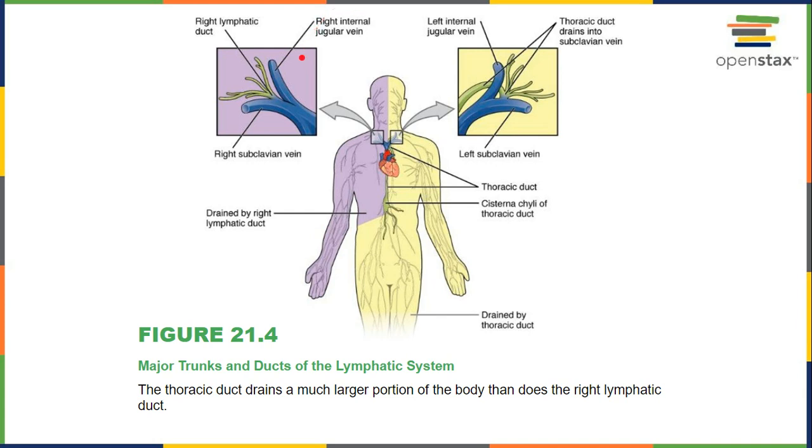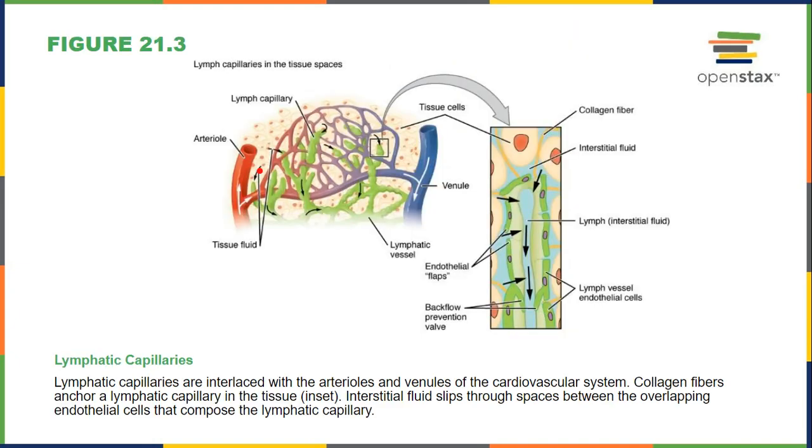On the right side, we have this right lymphatic duct that goes into the right subclavian vein. And by the way, subclavian literally means underneath your clavicle, so we're talking about just below your collarbones up here. So this right duct is going to drain everything from the right side of your head, right arm, and right side of your torso. So it covers a much smaller area.